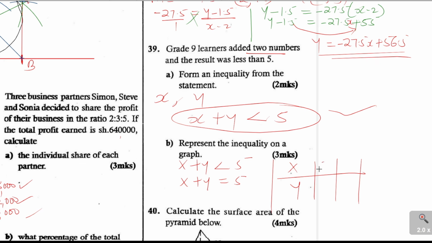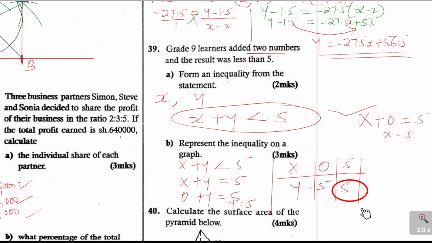For example, when x is 0, if you substitute x with 0 here, you'll get y to be 5. So 0 plus y is equal to 5. Again, when you take y to be 0, x will still be 5. So here y was 5, and here this is 5. Those 2 points are enough to give you a straight line, but you can always add a third one to confirm that straight line.